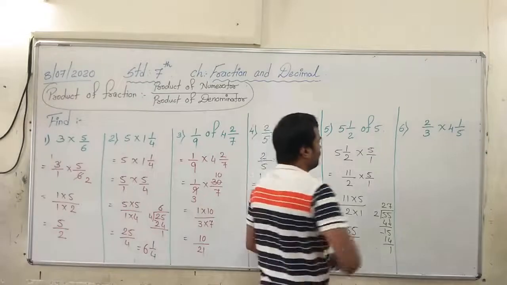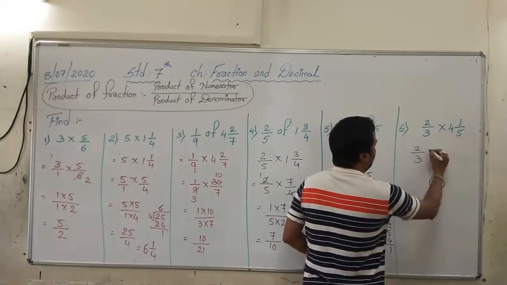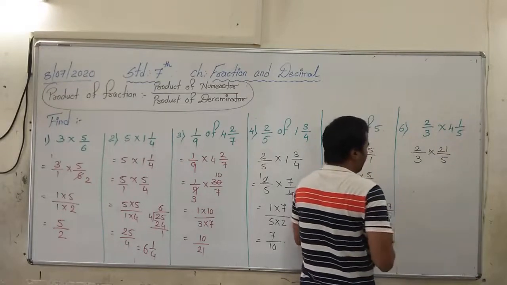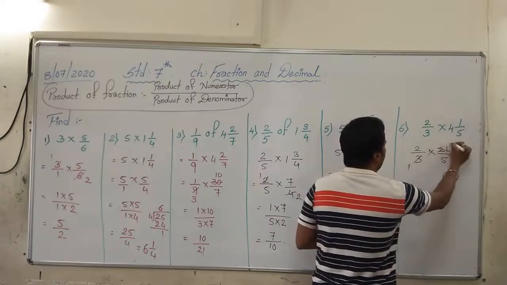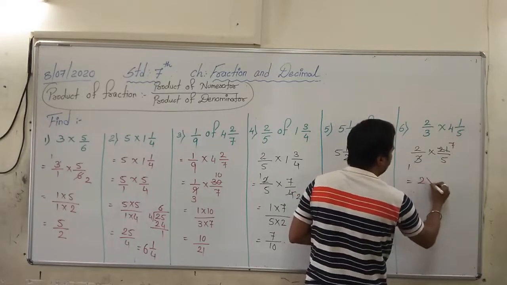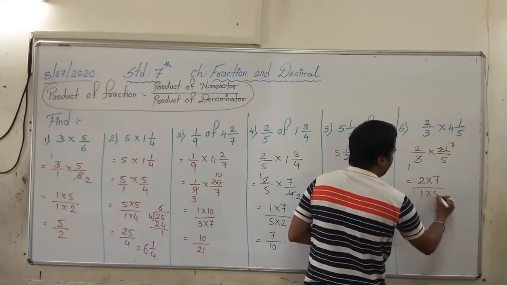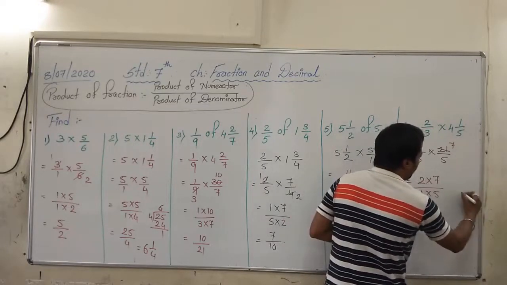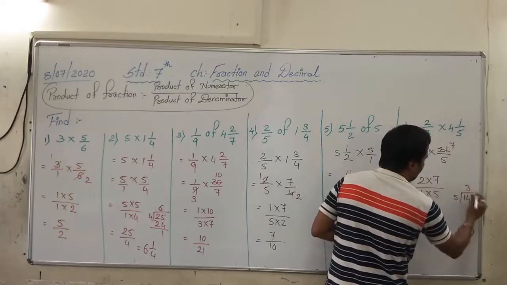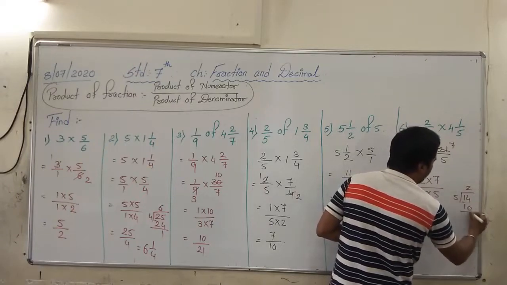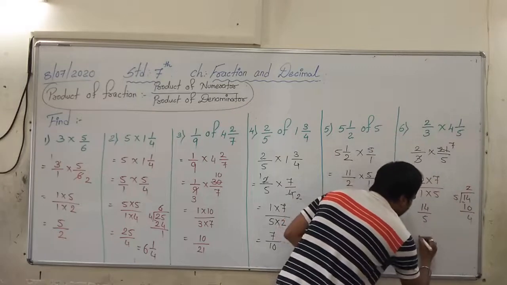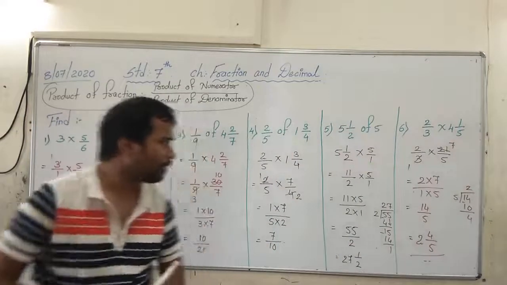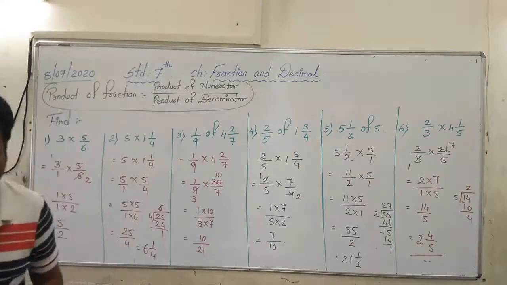Right? And the last one. 2 upon 3 multiplied by 5 4s are 20 plus 1, 21 upon 5. Cancel whatever is possible. 3 1s are 3, 3 7s are 21. So that is equal to 2 multiplied by 7 upon 1 multiplied by 5. 2 7s are 14. 5 1s are 5. So you have to divide 14 by 5. 5 2s are 10. How many remains? 4. So that will be 2 integer 4 upon 5. So that will be your final answer. And you can solve the given fractions in this particular manner.